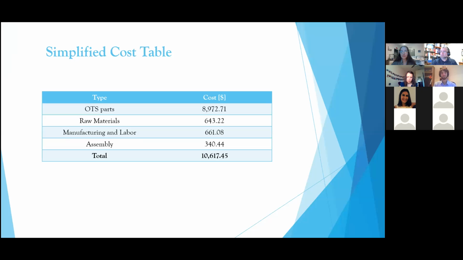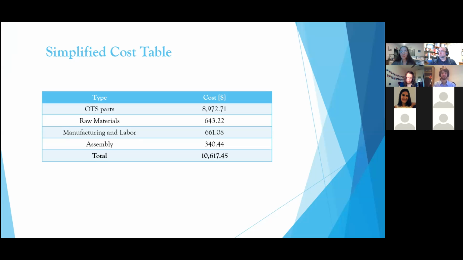Next slide, we have our cost table. These are the expected costs we feel will occur when building the device. The majority of our costs come from off-the-shelf parts, as monochromators and sensors are very expensive, bringing our OTS budget to just under $9,000.